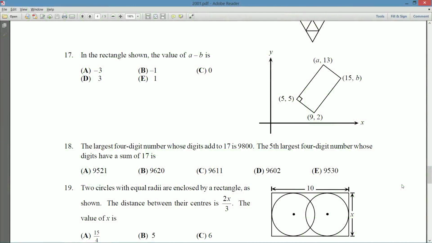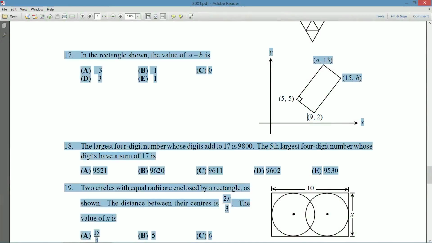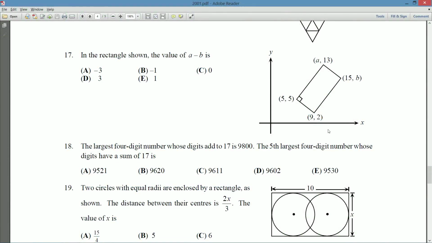We're up to question number 17, and that says, in the rectangle shown, and they mean this rectangle over here, the value of a minus b is... okay, so we have a rectangle here. We're given some of the coordinates, (5, 5) and (9, 2), and we have this (a, 13) and (15, b) over here.